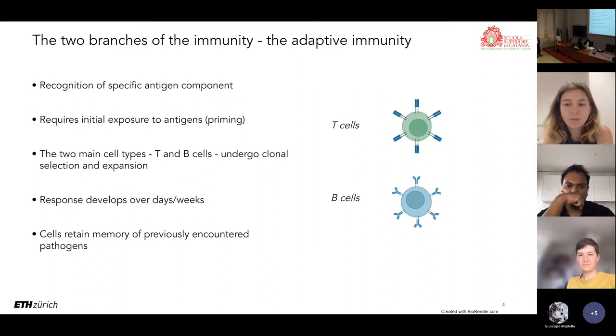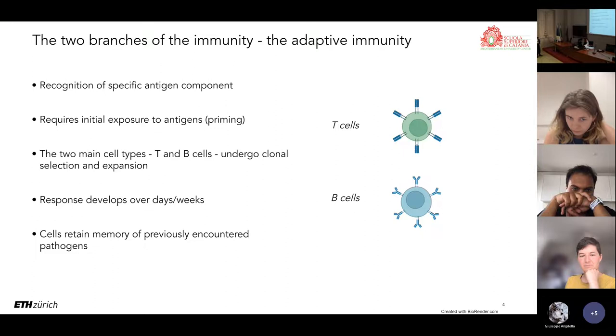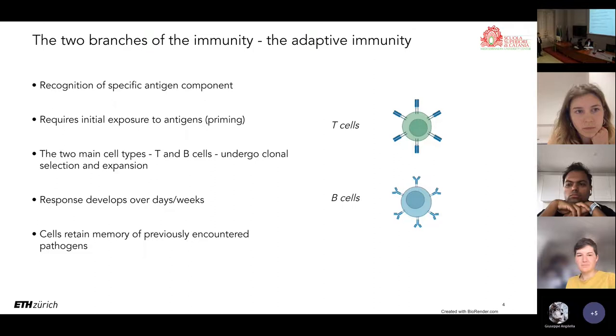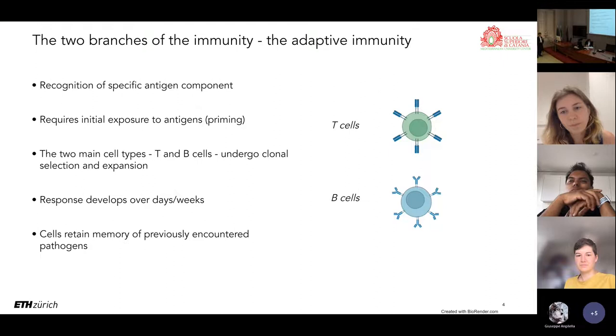that is constituted by two main cell types, the T cells and the B cells. They specifically recognize antigen components, and that is allowed thanks to prior activation, immune priming, that activates the cells against the pathogens, which undergo clonal selection and expansion. For that, it takes quite a while to develop a response. We're talking about days or weeks. And most important of all, they retain memory of the pathogens they encounter.